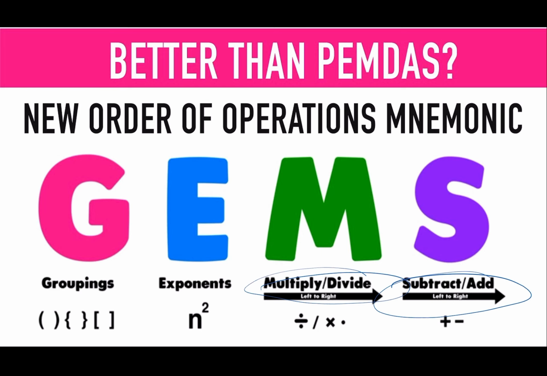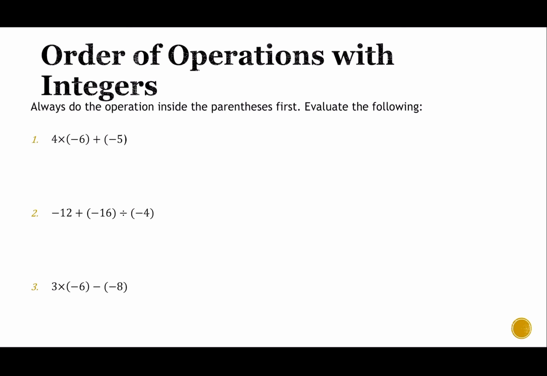I know you've been waiting. First we need to take care of what's inside our grouping symbols, to see if I can simplify anything. Let's look at number one. I can't simplify what's in any of my parentheses or grouping symbols. Then I look at my exponents, of which there are none. Next, I need to do multiplication and division from left to right.